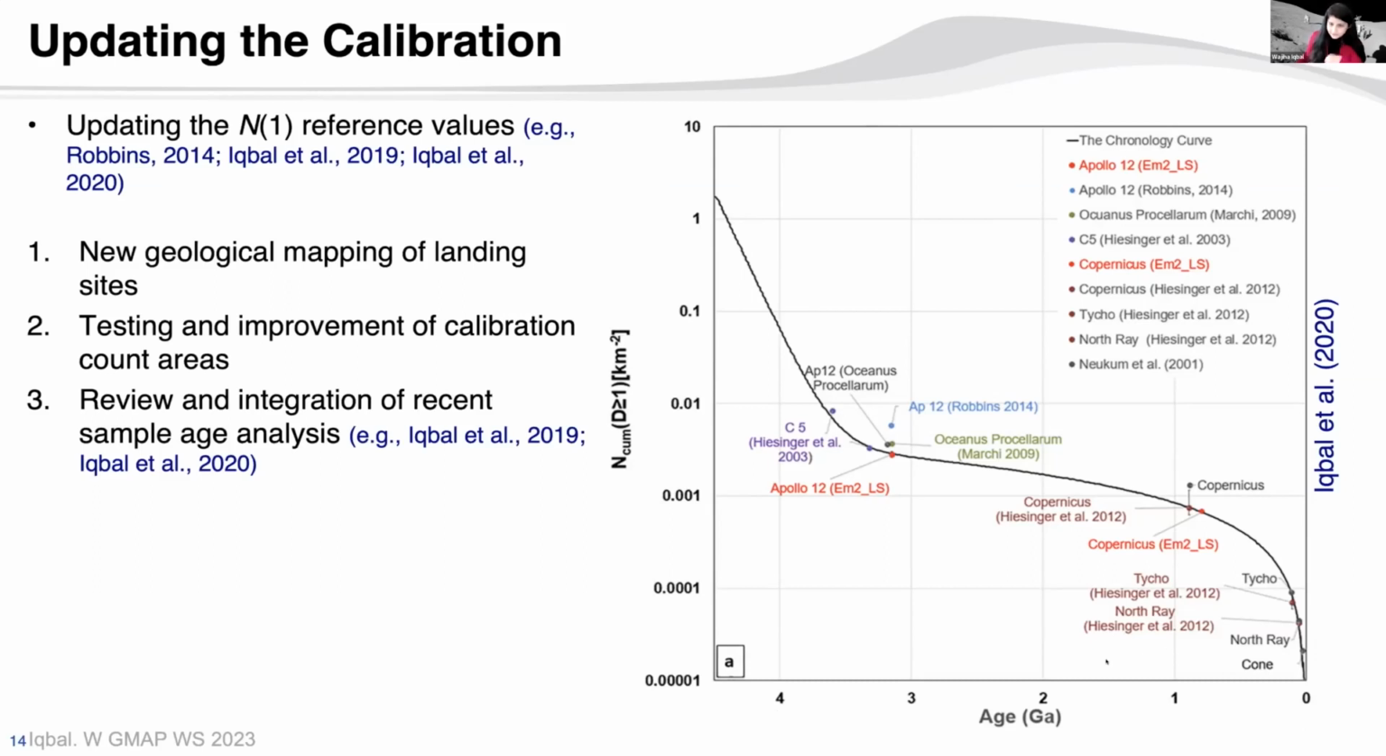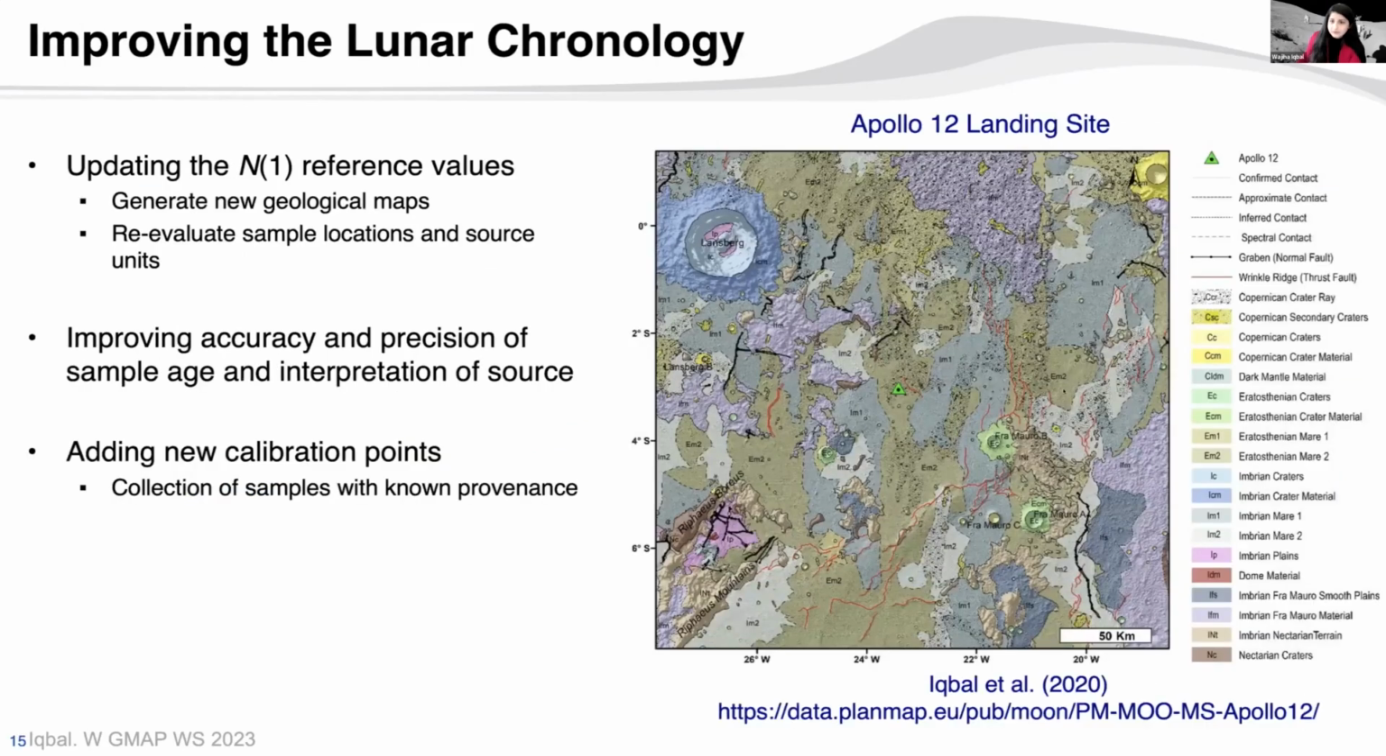And to check the accuracy of this function, we have to go back to the sites and reinvestigate everything, including the geology of these landing sites. So that's why we created these detailed geological maps. And now I will describe how we start from geological maps to lunar cratering chronology. Here's a geological map of the Apollo 12 landing site.